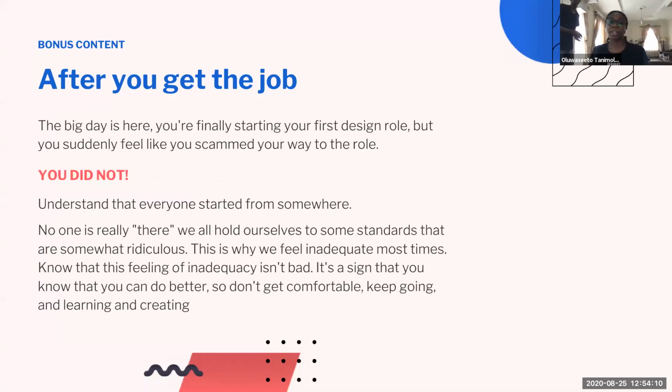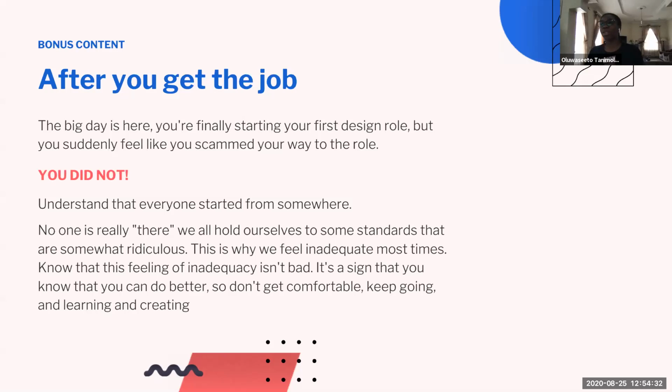Then after you get the job, suddenly you've gotten your job and you're starting your first design role, but then you feel like you scammed your way to the role. I want you to know that you did not scam your way, and everybody started from somewhere. So no one is really there. We all hold ourselves to some standards that are somewhat ridiculous, and that's why we feel inadequate most times.